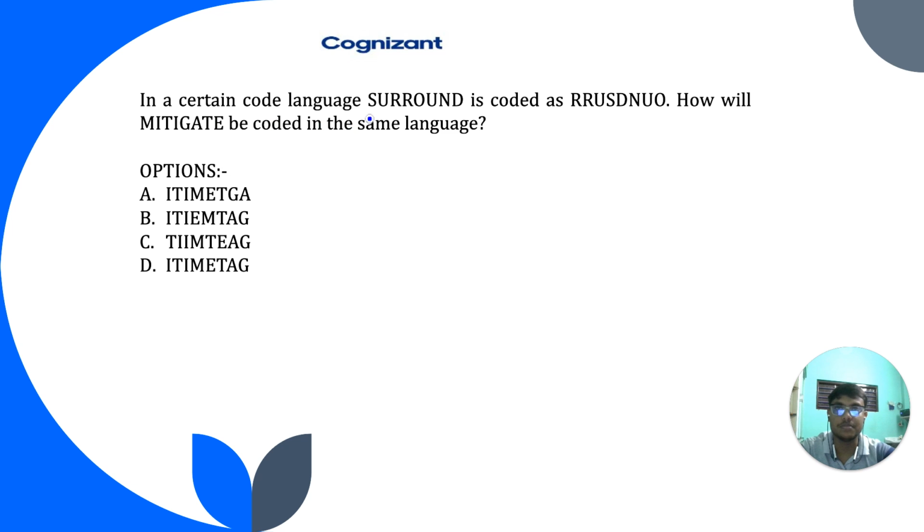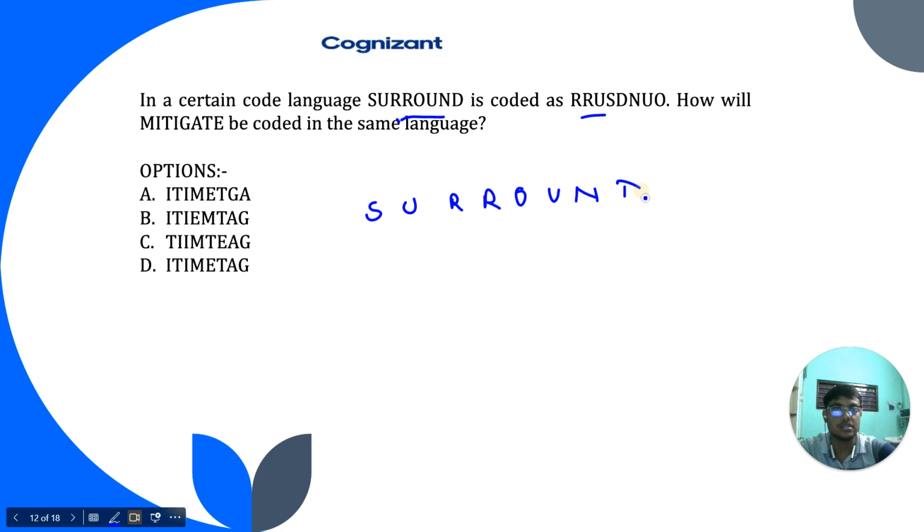So this is a question from the coding decoding section. Try to solve it by yourself first, then we will be solving it together. I hope you all have tried to solve it by yourselves. So let's see what the logic is. Surround is written as this. So let us write it. SURROUND. Surround is written as RRUSDNUO.